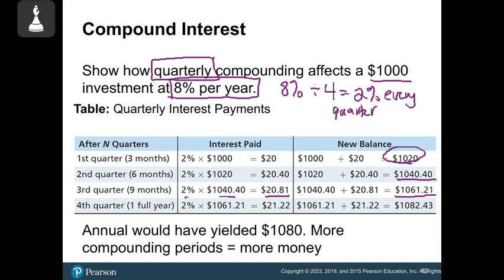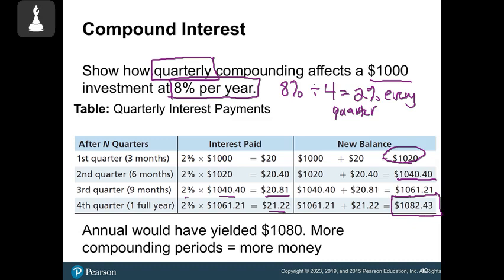I'm just going to repeat this process one more time here. 2% of the previous balance, I now get $21.22 interest. Add that to the previous balance, and I get $1,082.43. So that is compounded quarterly.